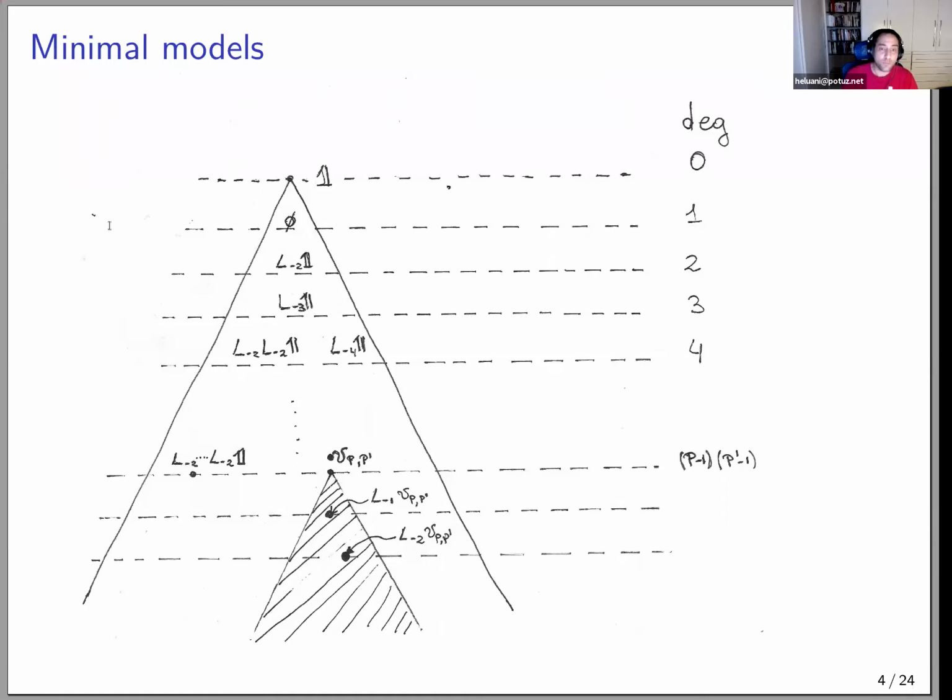Here's a picture of that module. You have your vacuum vector in degree 0. There's nothing in degree 1. There's this unique vector L-2 in degree 2. There's one vector in degree 3. But now in degree 4, you have two vectors, L-2 L-2 and L-4. And at some point in this degree, P-1 times P'-1, there's many vectors. There's this one in particular that has all the powers of L-2, L-2 raised to this power, (P-1)(P'-1)/2. And then there's one linear combination that is not a monomial. It's a linear combination of the vectors here that generates a submodule, and the quotient is simple.